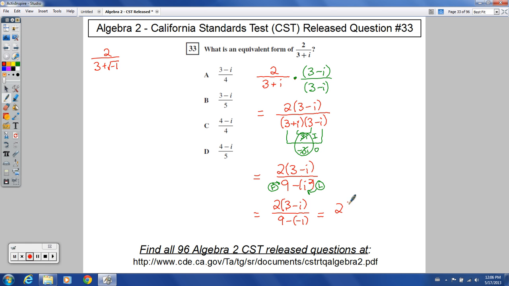So this becomes 2 times 3 minus i over, this will be a plus 1 now, so 9 plus 1. That's the same thing as 2 times 3 minus i divided by 10. And then from there, we can now reduce the 2 and the 10 to a 1 and a 5, giving us our final answer here. 1 times this would still be that, 3 minus i on the top, over just a 5 on the bottom. So 3 minus i over 5 is equivalent to 2 over 3 plus i. That, it looks like, is choice B.